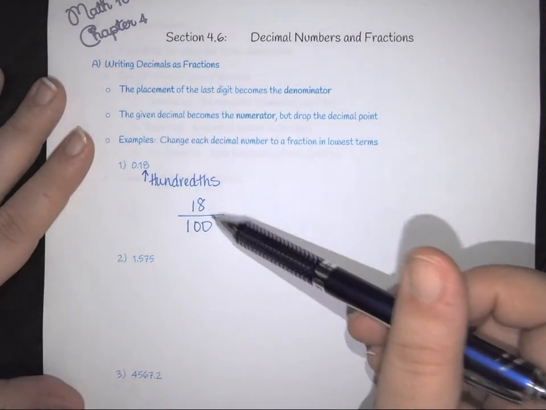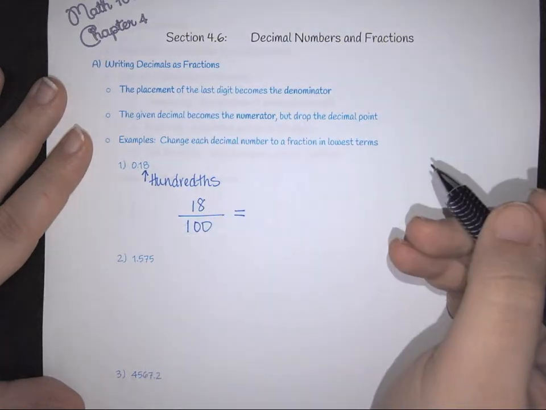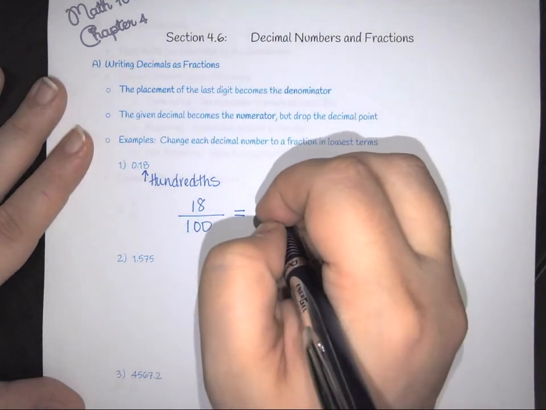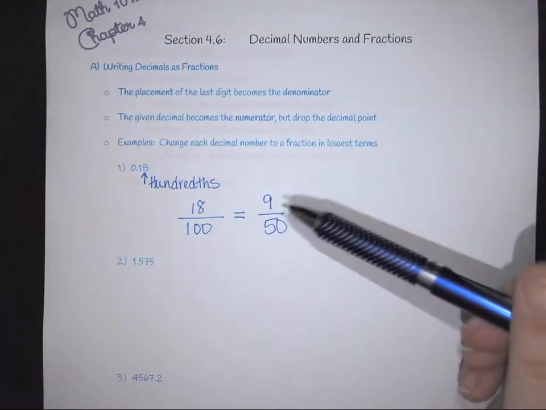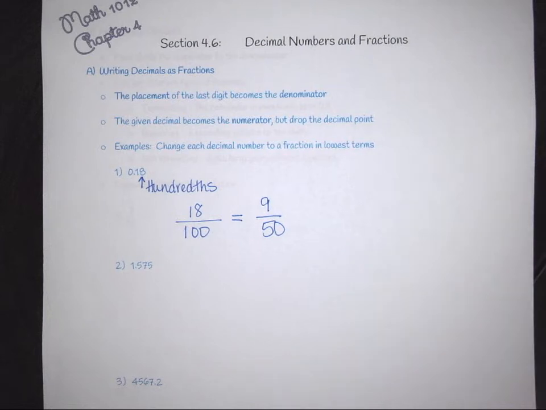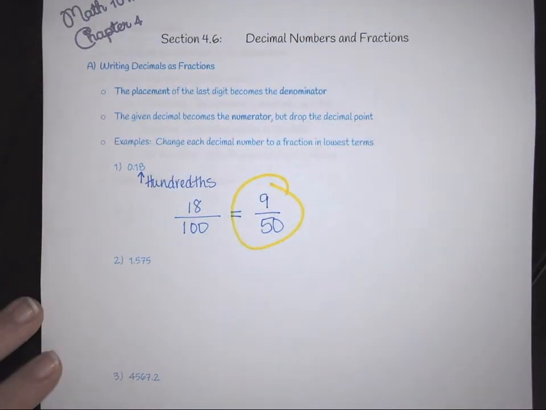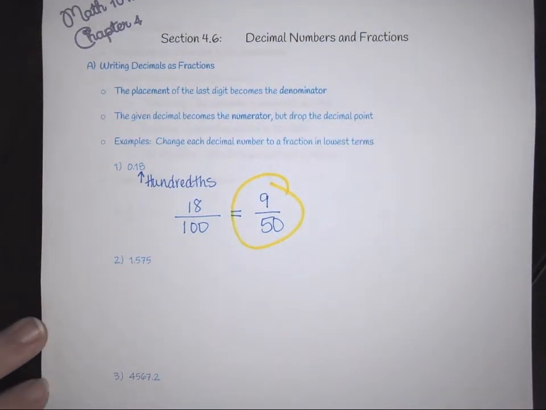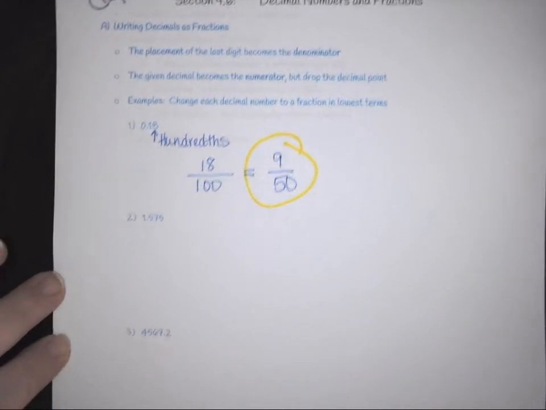So if I look at 18 and 100, they're both even, so a good place to start would be to divide by 2. So 18 becomes a 9, 100 becomes 50. If you look at 9 and 50, you have nothing else in common. Therefore, you have finished your problem, and this is your result. Okay. So let's look at another one.